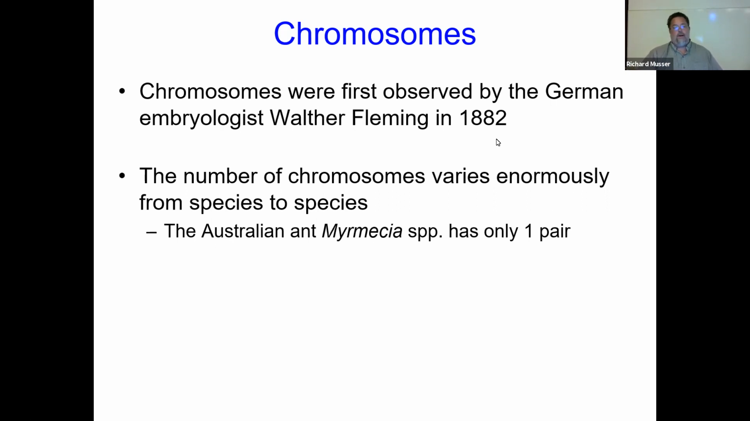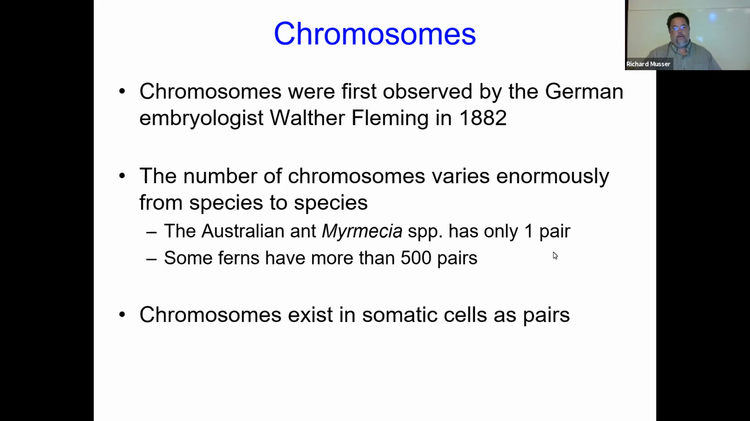The number of chromosomes varies enormously from species to species. For instance, there's this Australian ant that only has one pair of chromosomes. There are some ferns that have more than 500 pairs of chromosomes. That's a lot more than you, by the way. You have 23 pairs. So you might be thinking that lowly fern is a lot less complicated than you, but in some regards, molecularly, it isn't.